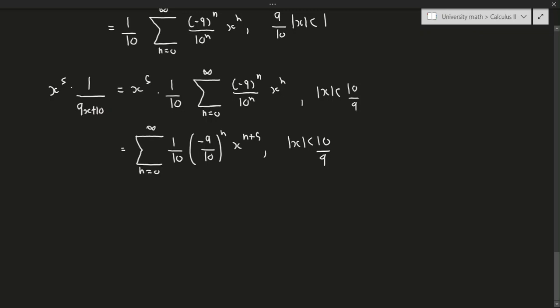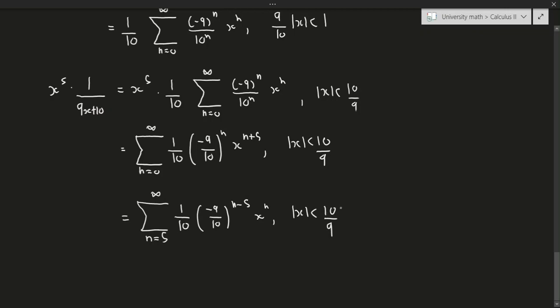Okay, now typically for a power series, we want to start the power series at x to the n, not x to the n plus 5. So what we can do is shift all the indices here by 5. If we shift the indices by 5 up, we have to shift the indices here by 5 down. So if we go ahead and do that, we get 1 over 10 times minus 9 over 10 to the n minus 5 times x to the power of n. And then here we get the absolute value of x less than 10 over 9.